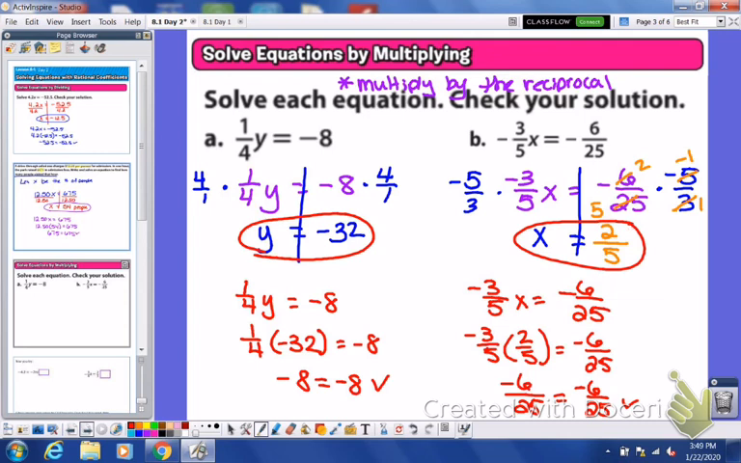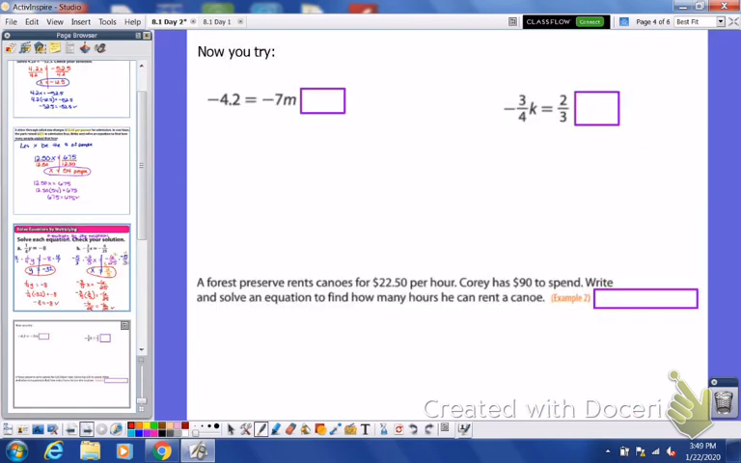So, a little practice for you here. So now you try. Two problems up at the top. I want to see the work, see the check. You must show your check. And then a word problem for you to work out at the bottom.